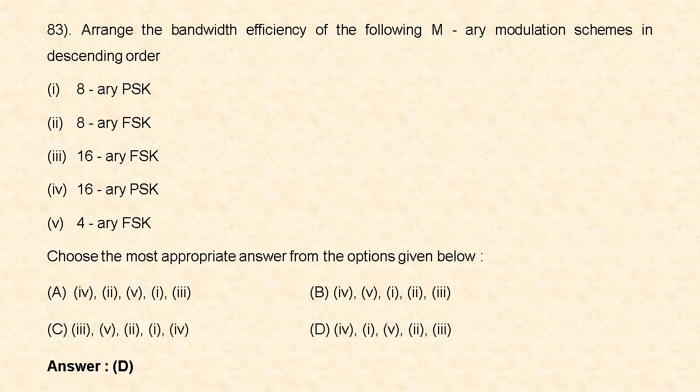Next question. Arrange the bandwidth efficiency of the following M-ary modulation schemes in descending order. First 8-ary PSK, second 8-ary FSK, next 16-ary FSK, next 16-ary PSK, next 4-ary FSK. Here answer D is correct. Let us see the solution.